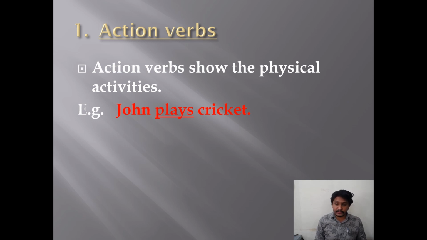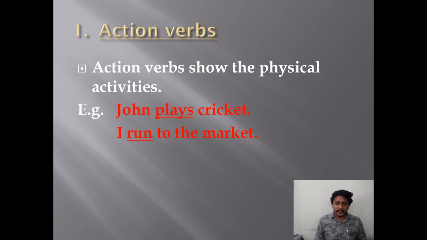John is the name of a person. Cricket is a game. So John plays cricket. Play is a physical activity, so it is an action verb here. John plays cricket means John is playing cricket, so play is a physical activity, that's why it's an action verb.